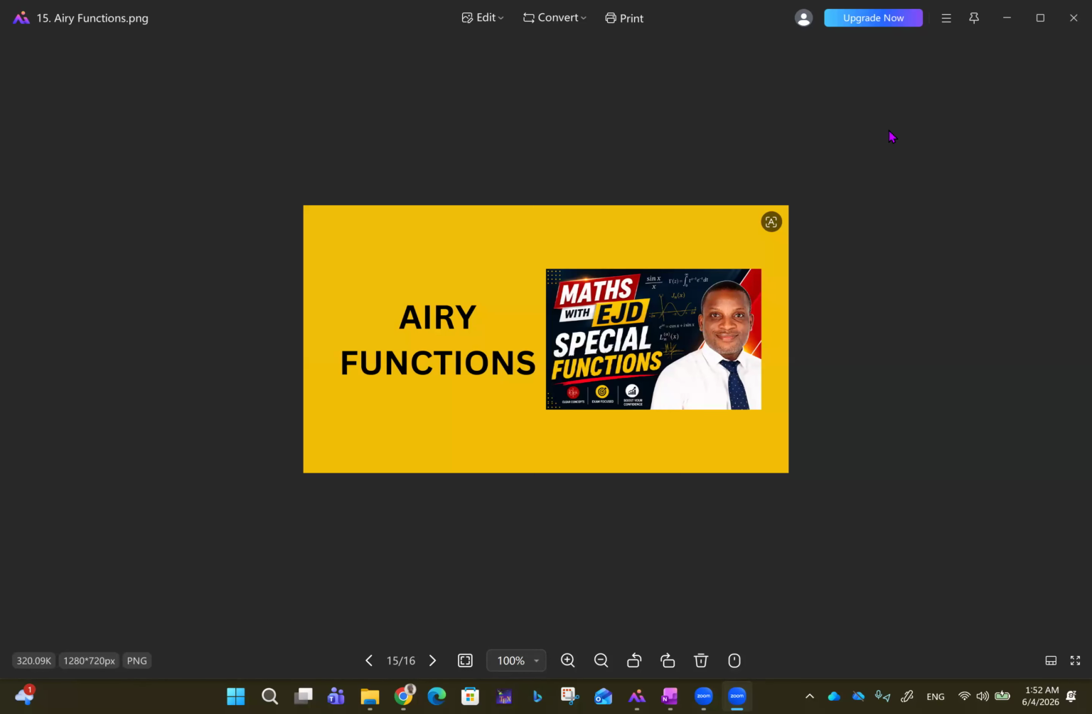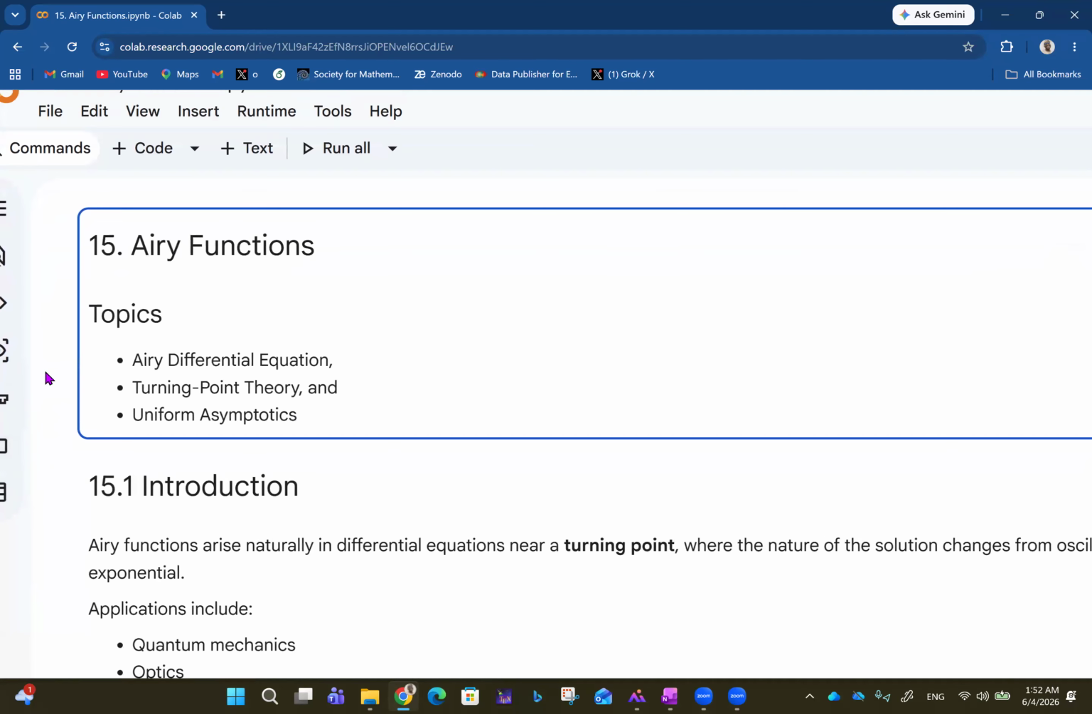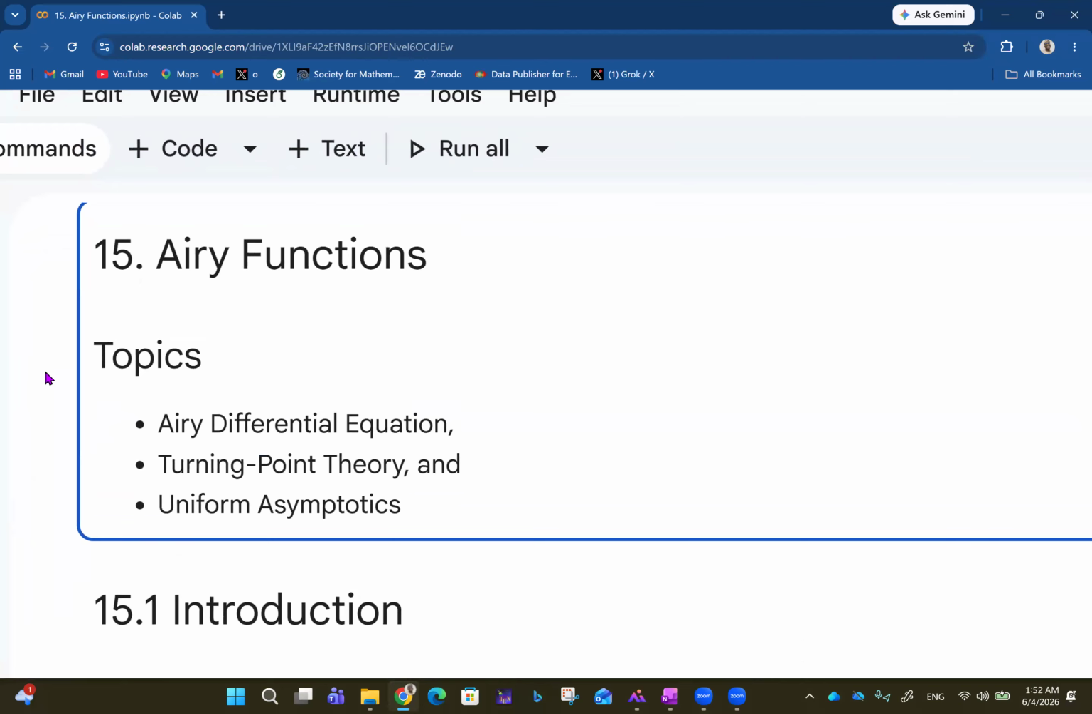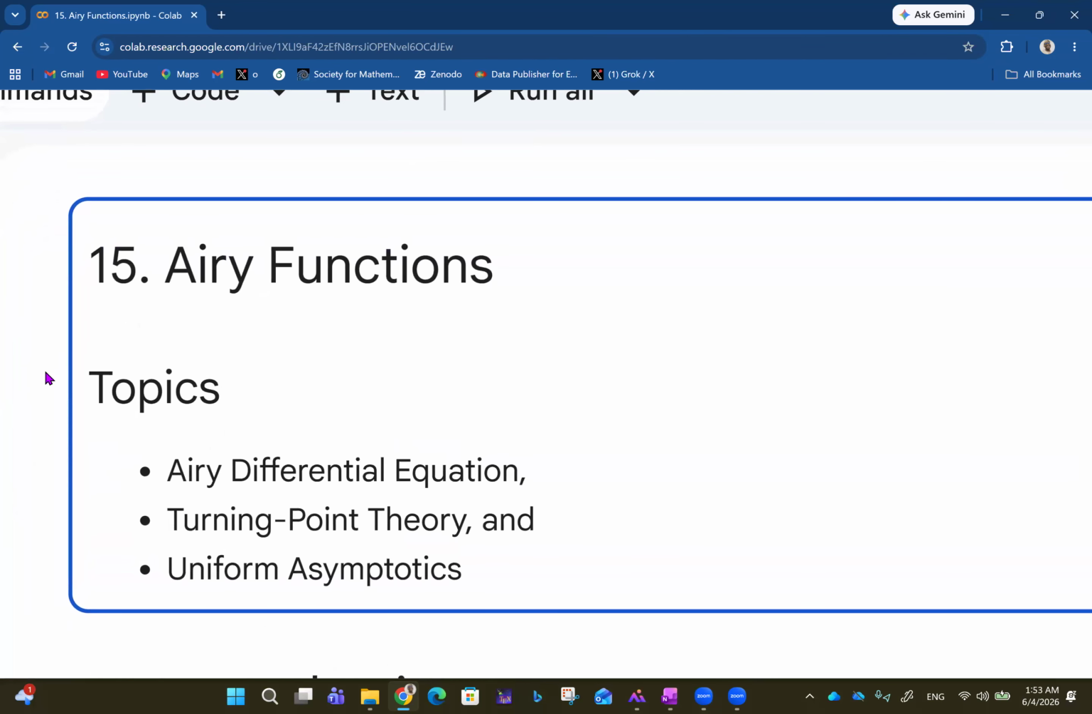Now we talk about Airy functions as we continue with the special functions playlist. Here we were looking at the Airy differential equation, turning point theory, and uniform asymptotics.